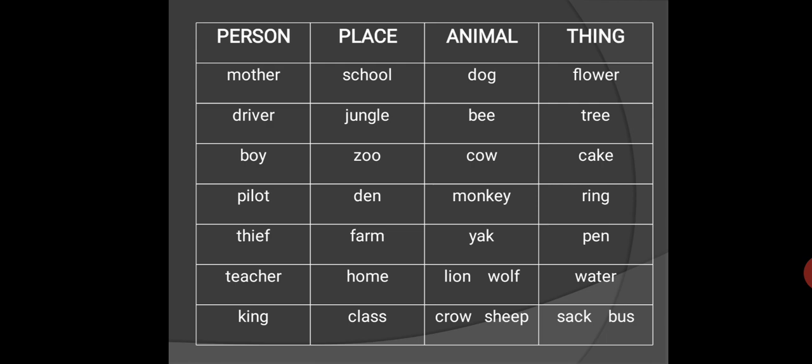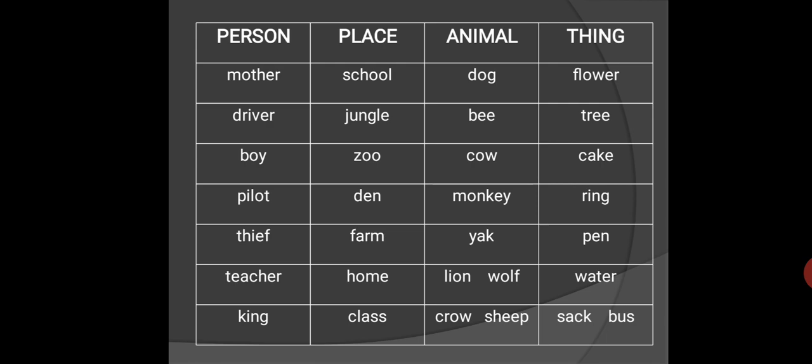The next word is bee. Bee is a bird. It will come under the category of animal. So you have to write bee under the animal category. Okay. The next is driver.